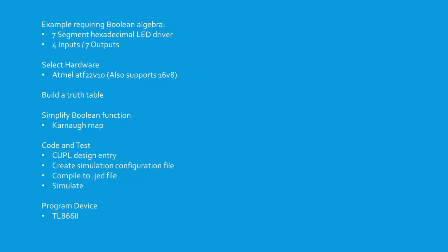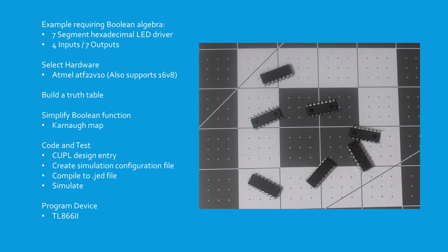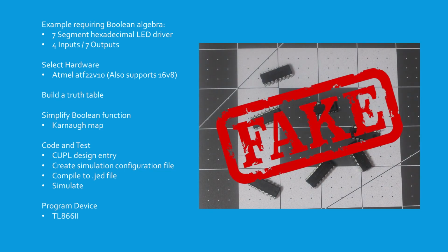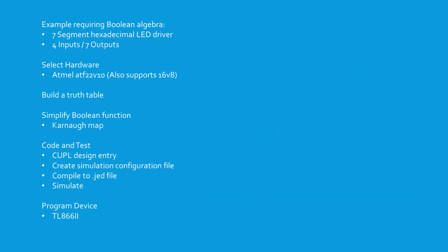For any demonstration project, I first need to identify a good use case function to implement as a PLD. In my case, I wanted an IC to drive a hexadecimal LED display. These are very hard to find, and I previously tried to purchase old stock MC14495 LED driver ICs, but unfortunately was sold fake chips, which is a story for another video.